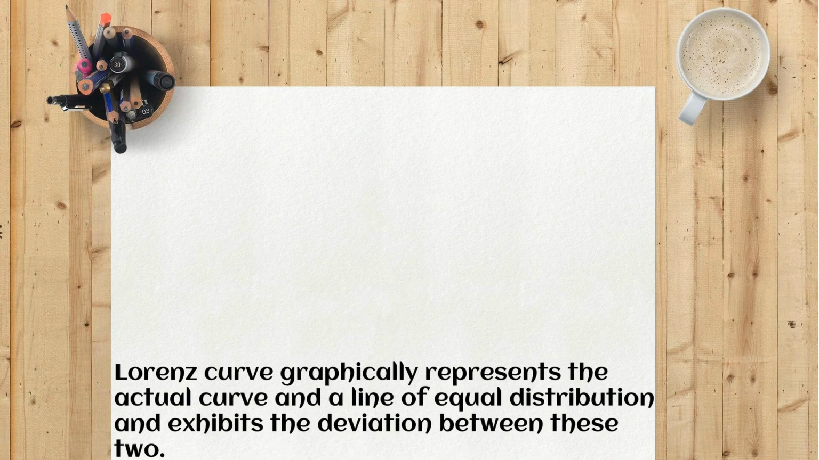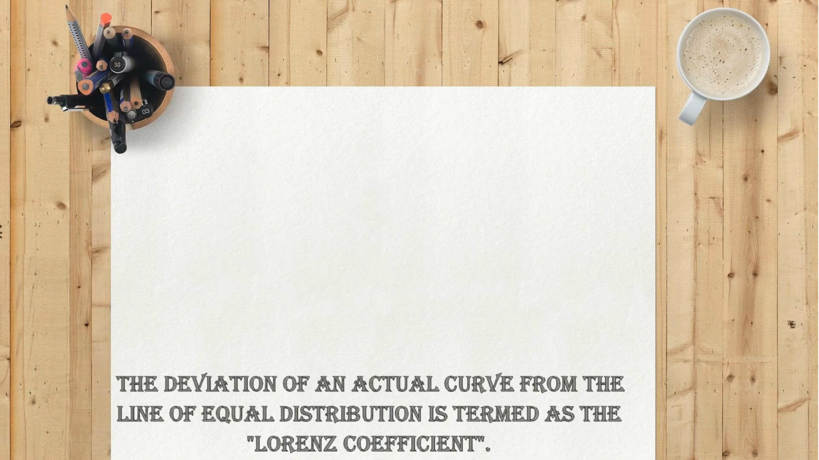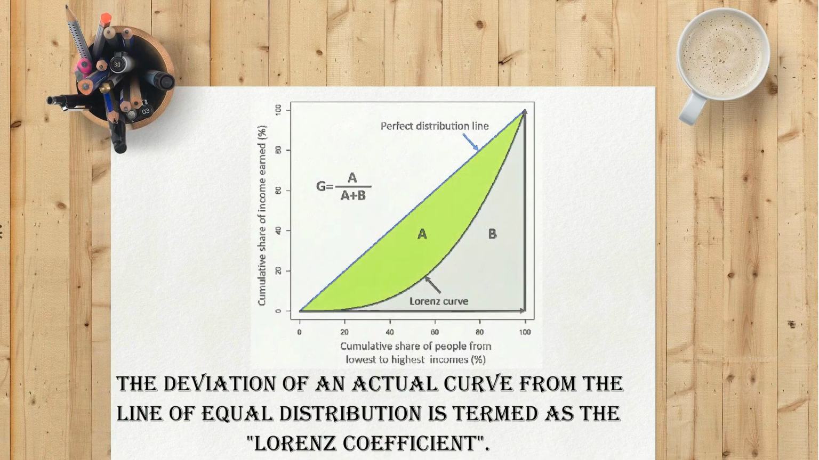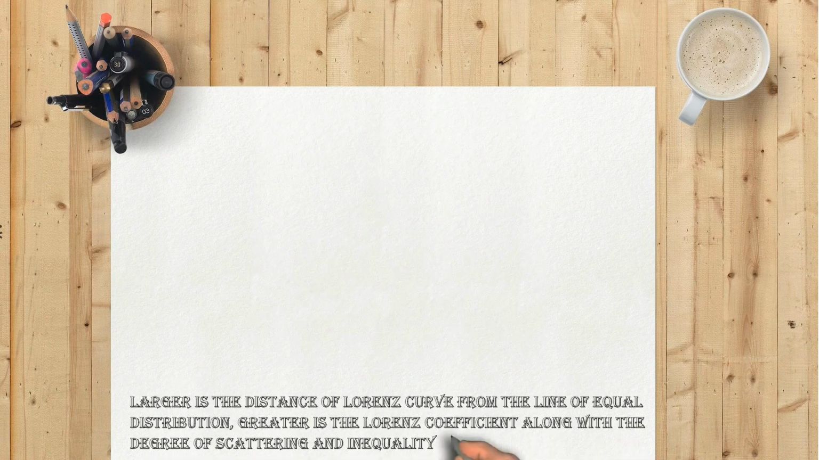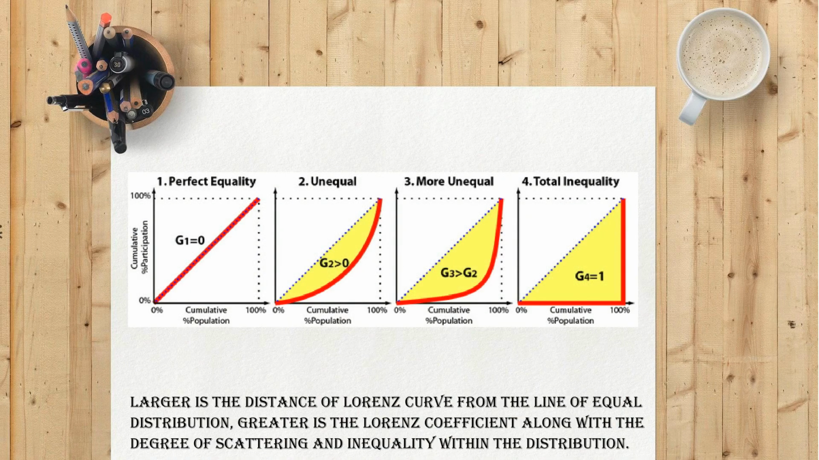Lorenz curve graphically represents the actual curve and a line of equal distribution and exhibits the deviation between these two. The deviation of an actual curve from the line of equal distribution is termed as the Lorenz coefficient. Larger is the distance of Lorenz curve from the line of equal distribution, greater is the Lorenz coefficient, along with the degree of scattering and inequality within the distribution.